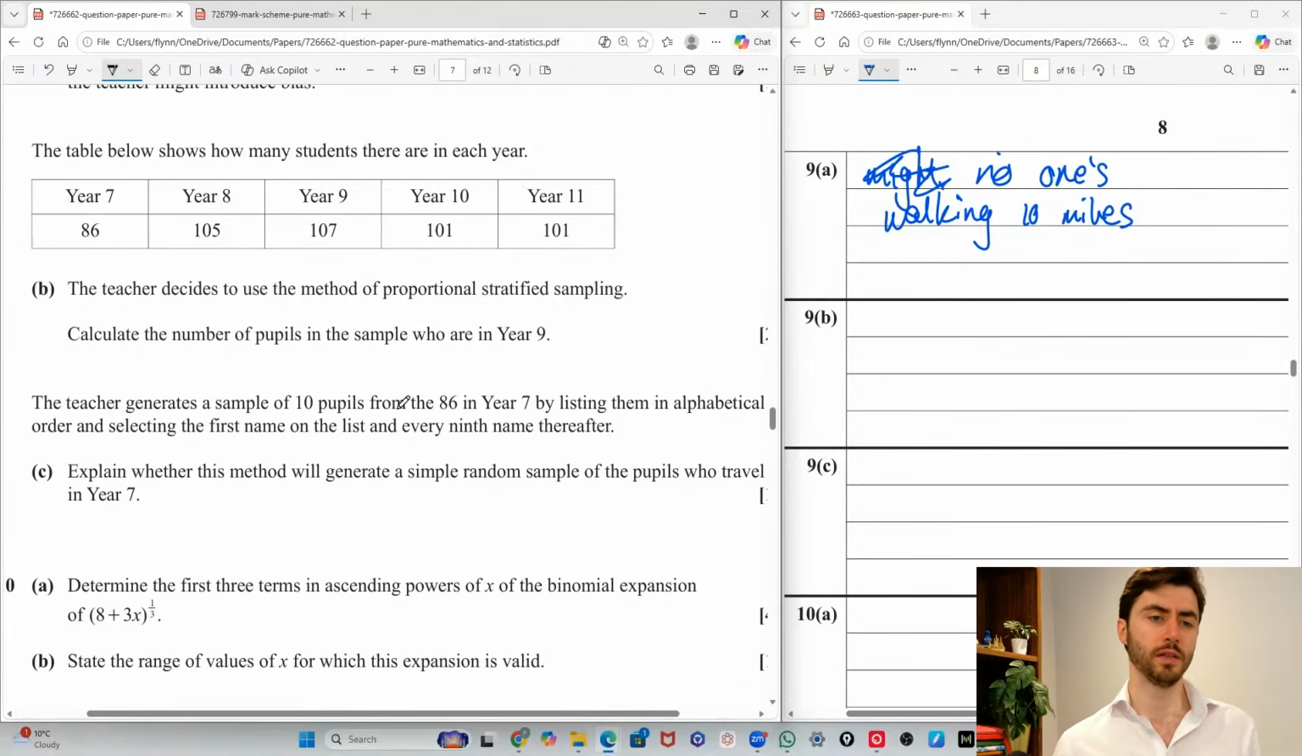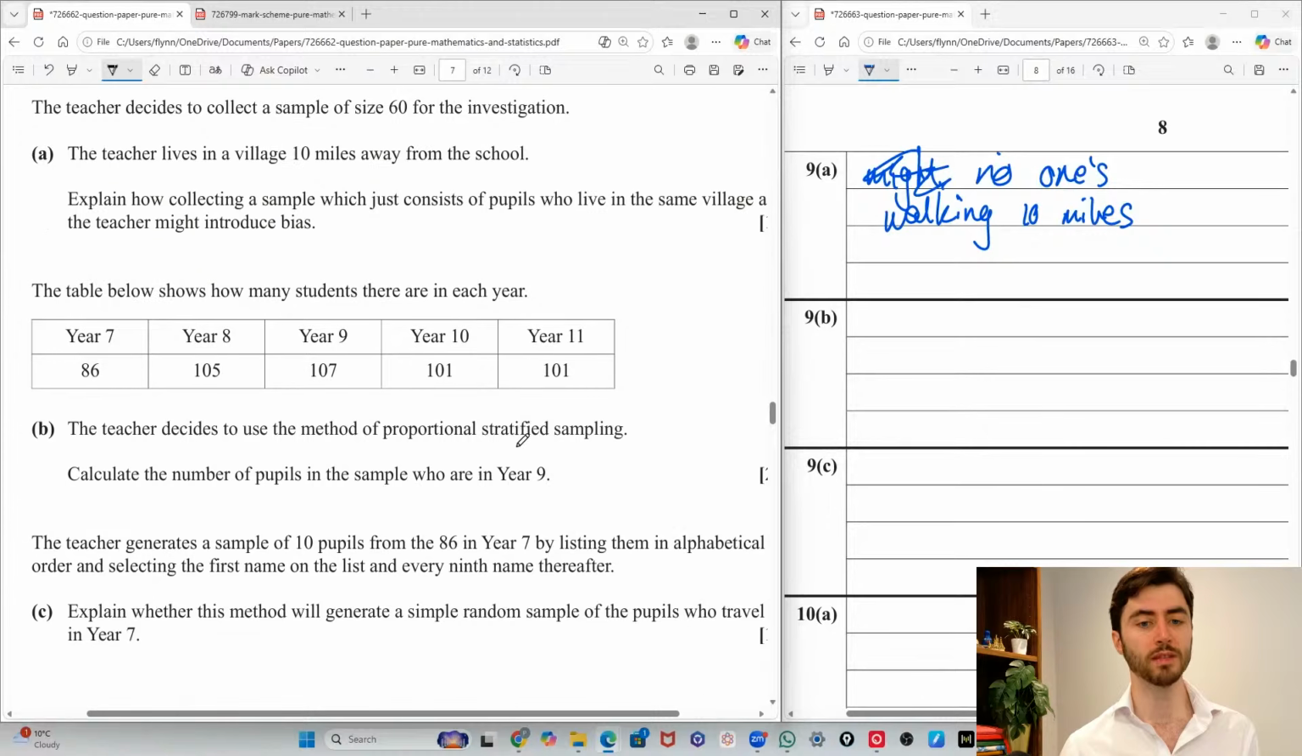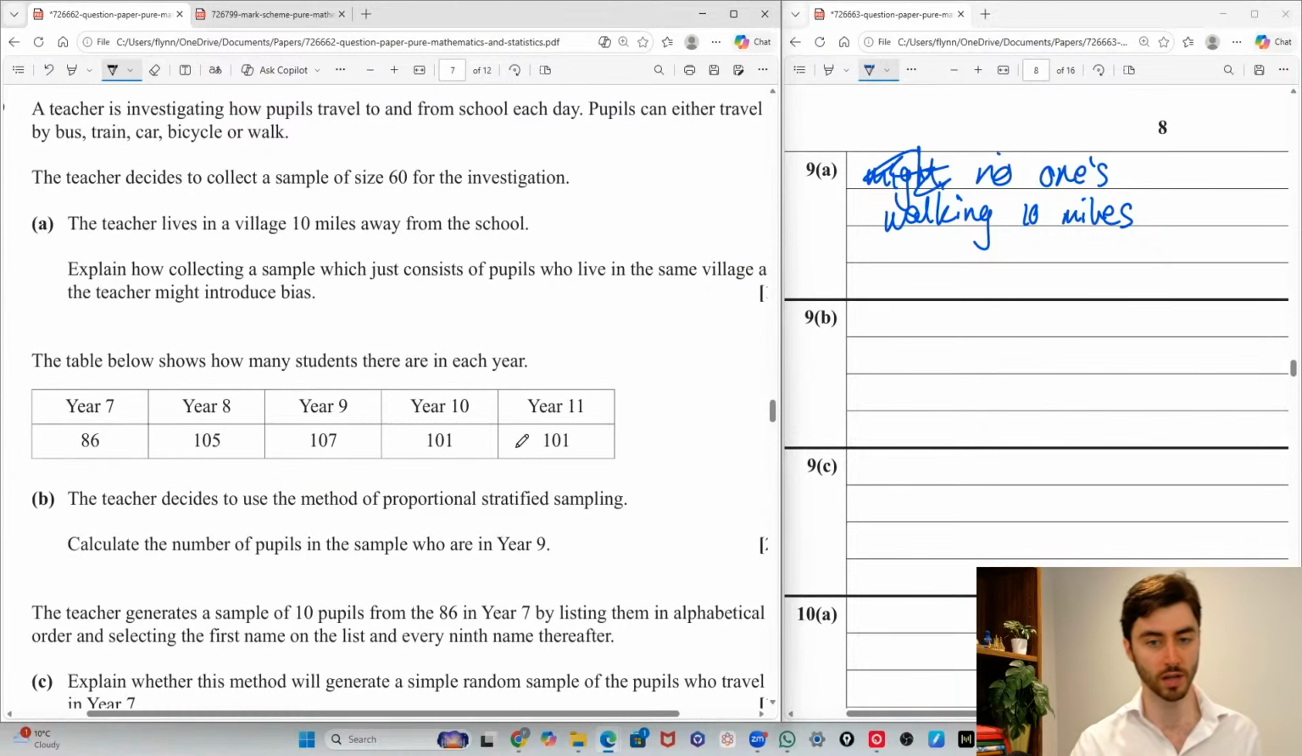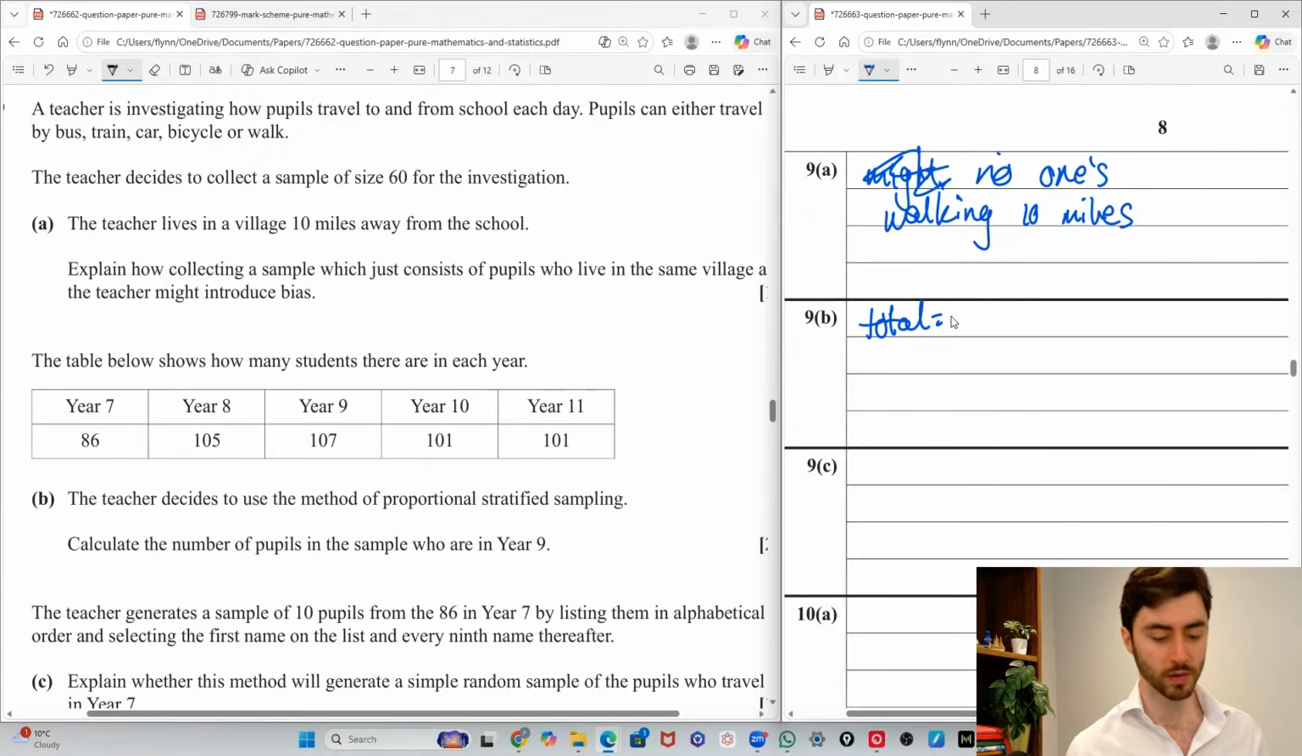9b, the teacher decides to use the method of proportional stratified sampling. Okay. So what that means is you want the sample to have the same proportions as the population. So if we add up all the numbers, that would be 86 plus 105 plus 107 plus 101 plus 101 is 501. It's 501 students in total, which is a really random number for them to give you, but hey-oh.